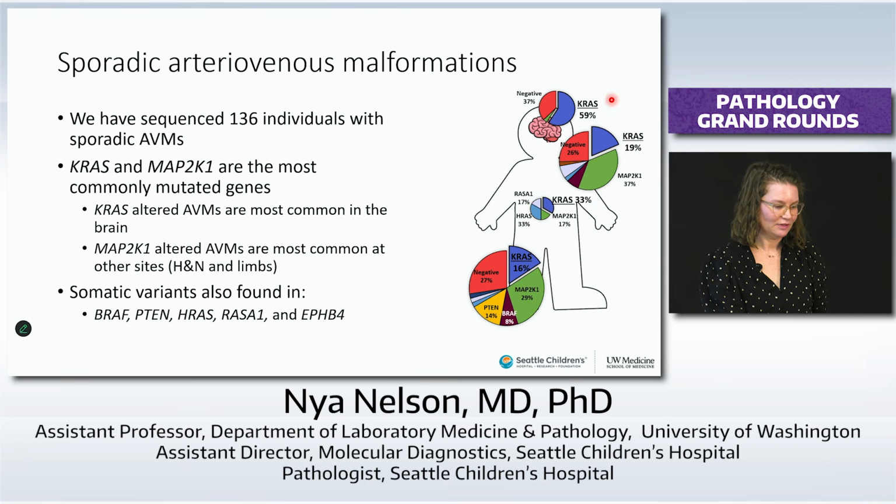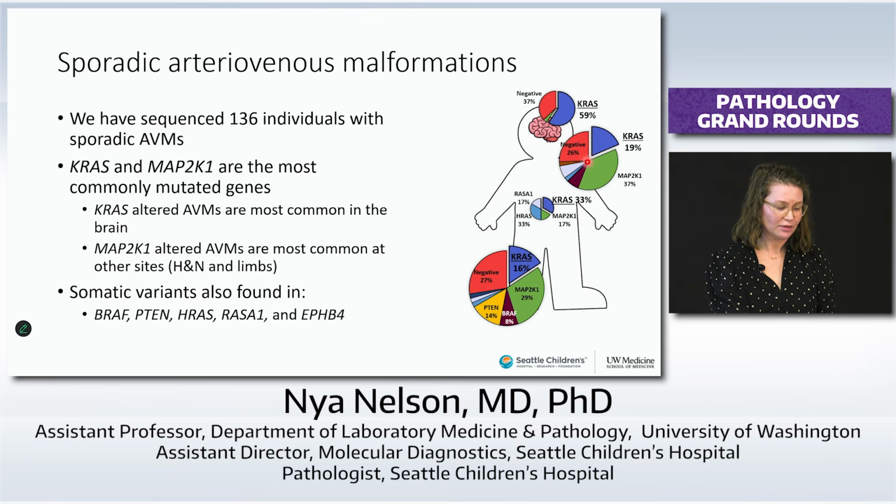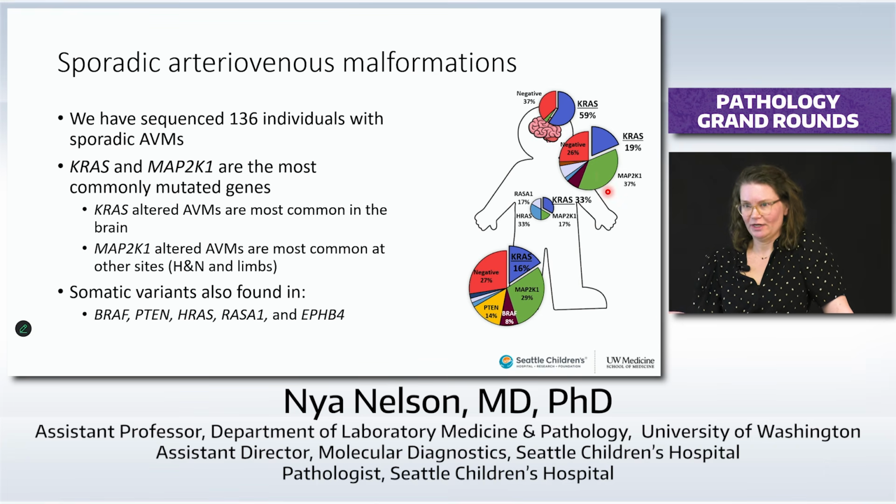And when we look specifically at brain AVMs, what's interesting about brain AVMs, and others have shown as well, is that they almost exclusively have KRAS variants within them. So within our brain AVMs, there's only one that instead has a MAP2K1 variant. But when we move to other parts of the body, you can see that instead of KRAS, MAP2K1 predominates, although the other body sites are a lot more heterogeneous, and KRAS still plays a significant role.